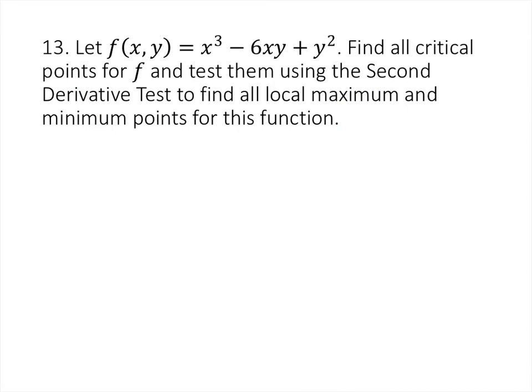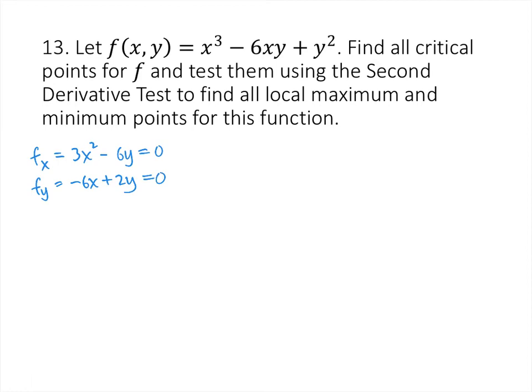All right, here we have a function of x and y. We want to find all critical points and test them using the second derivative test to find local maximum and minimum points for this function. So first things first, we've got to find our x and y partials. So we get 3x squared minus 6y for the x partial, and for the y partial we get minus 6x plus 2y. We want to set them both equal to 0 and see what kind of critical points we find.